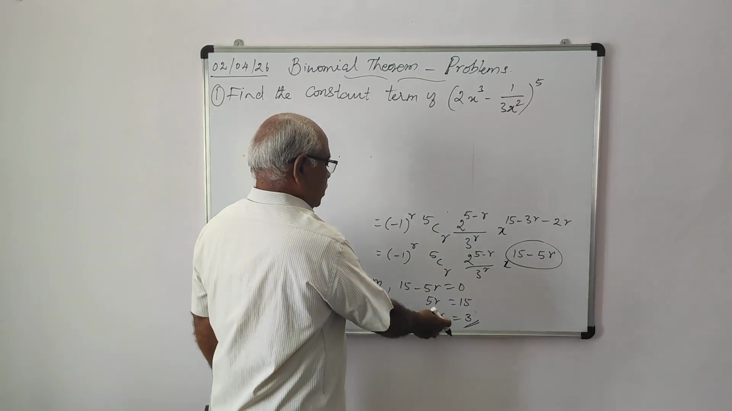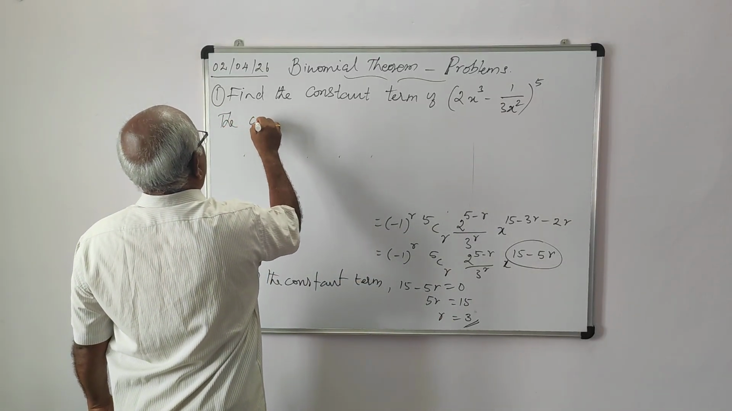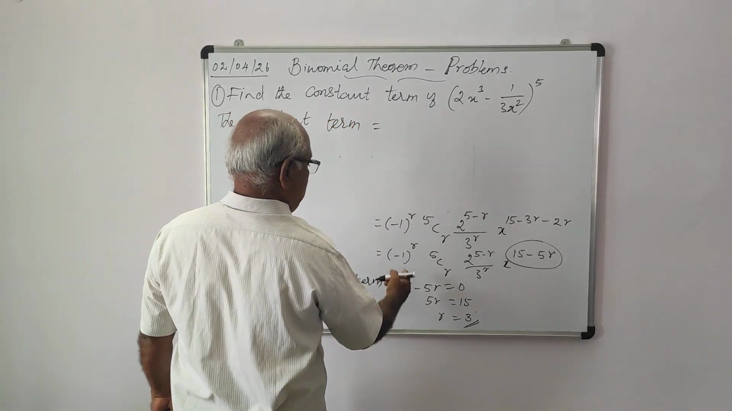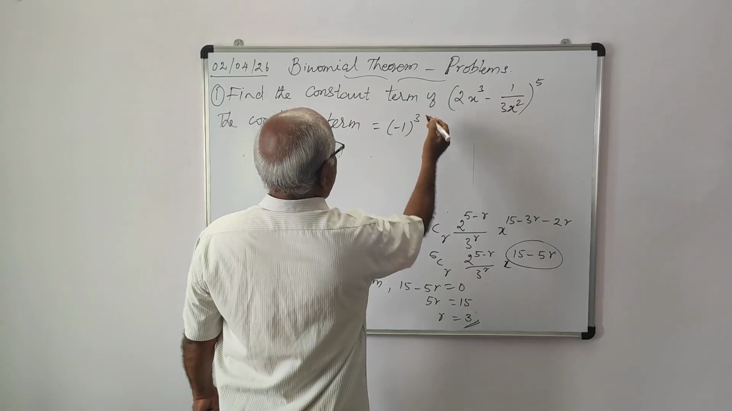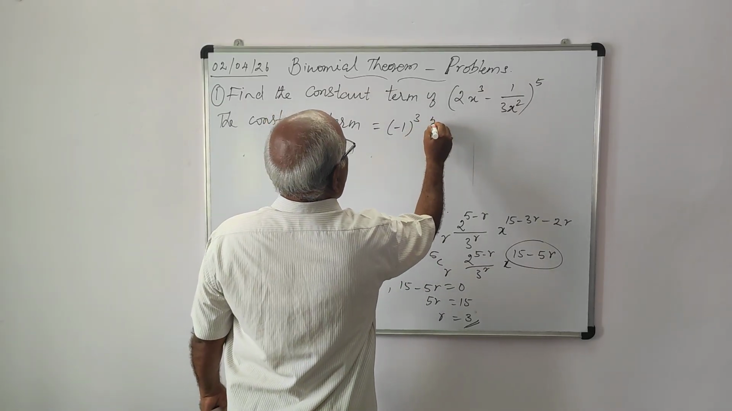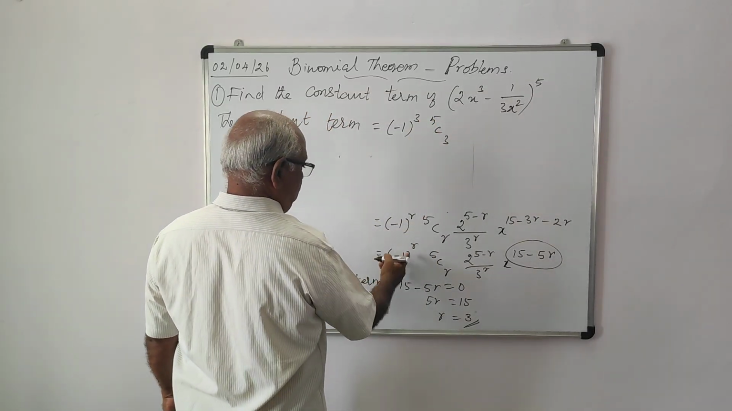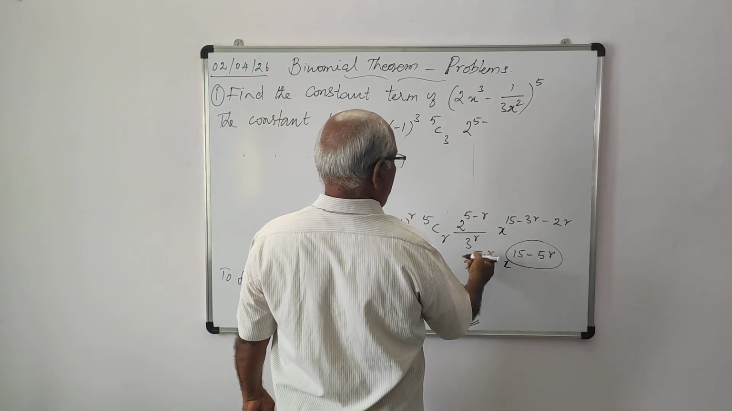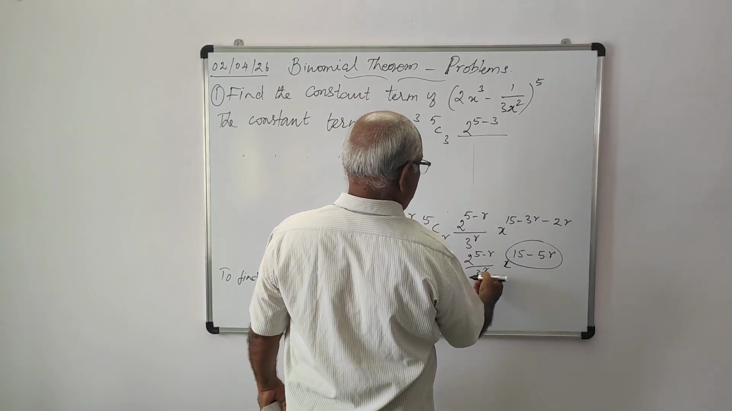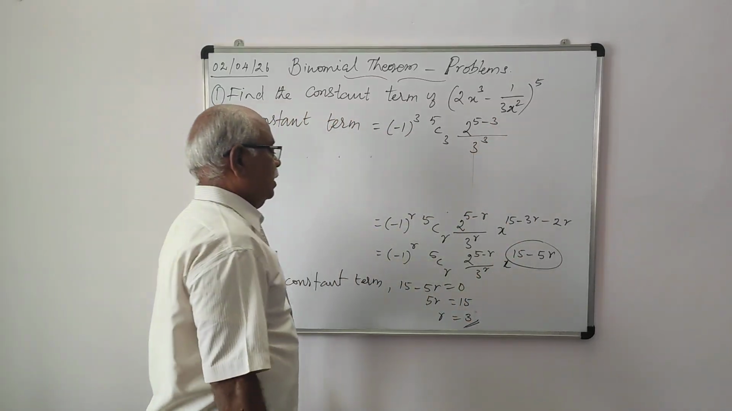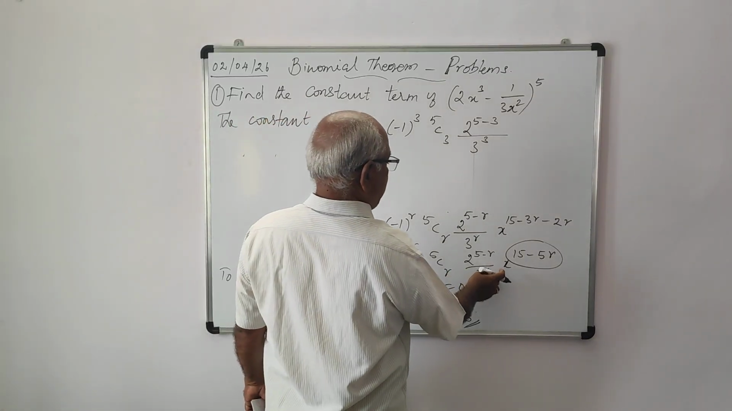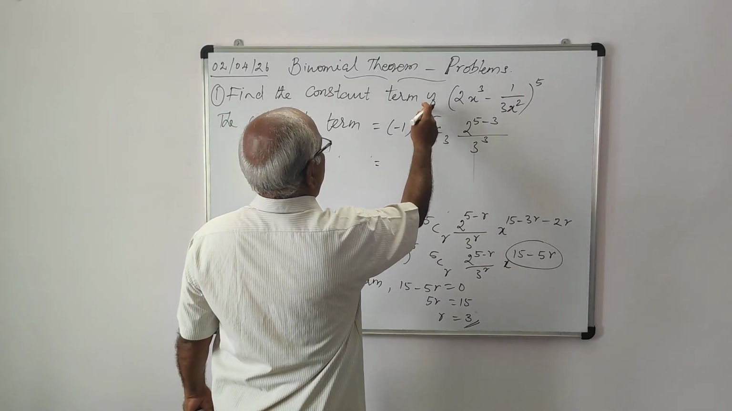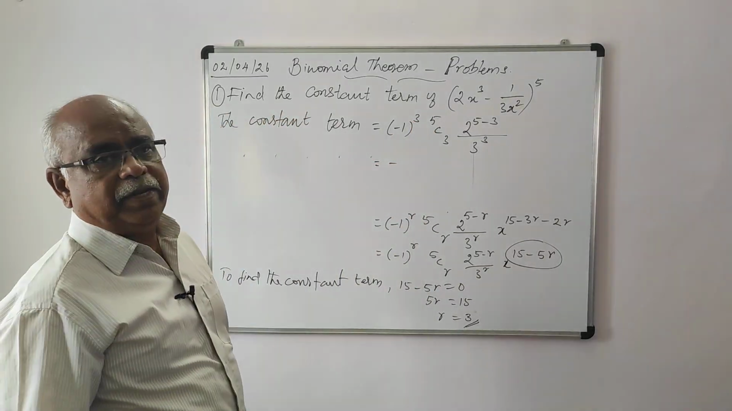So equating, r equal to 3, the constant term is minus 1 power 3, 5C3, 2 power 5 minus 3 by 3 power 3, x power 0. In the place of r you have to put 3. Minus 1 power r, minus 1 power 3 is minus.